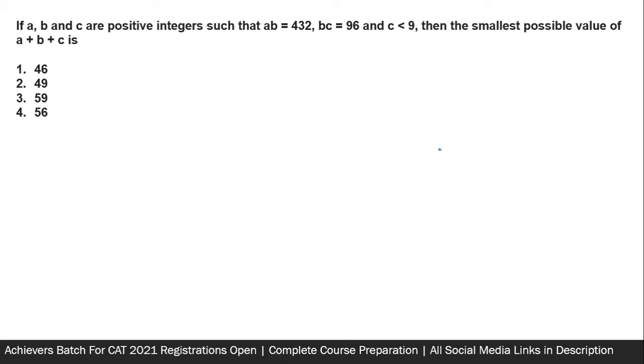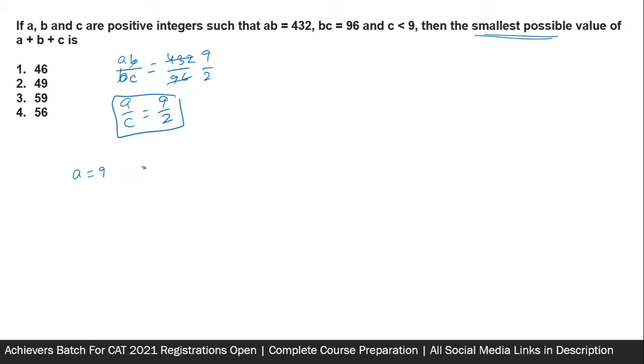This looks easy. So A, B, and C are positive integers. Okay, so we can quickly get the ratio of A and C by doing this. This is 48 into 9 and this is 48 into 2. So I get the ratio of A and C to be 9 and 2. So A, B, and C are positive integers and we want the smallest possible value. So let me take A as 9 and C as 2. Other values could be 18 and 4. Let me see what happens when I put A as 9 and C as 2.